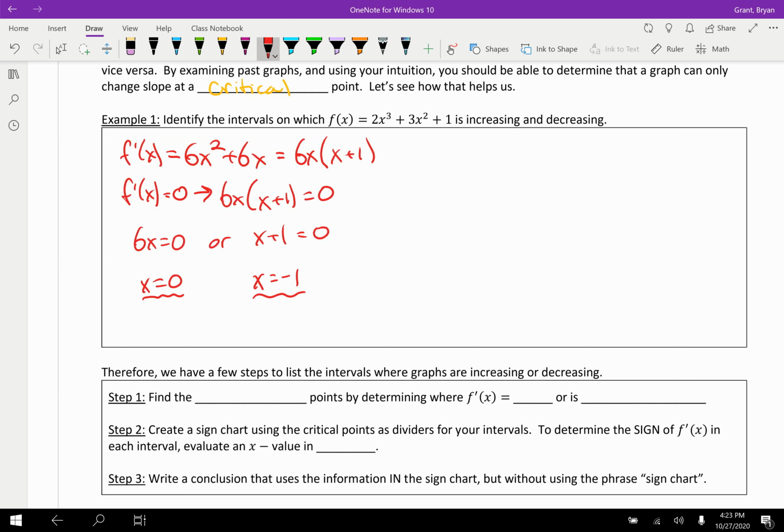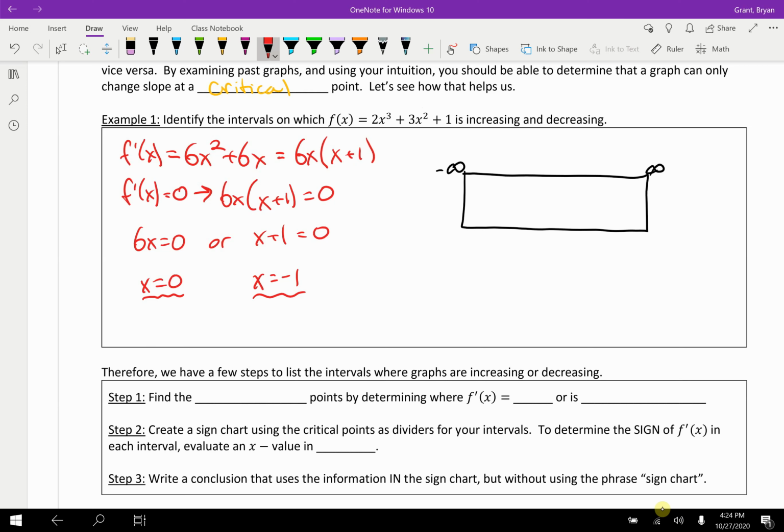How does that help us? Well, now we can make a sign chart. That's really, really useful, right? If I want to go through and make a sign chart here, I'm just going to set up my nice little rectangle. We go from negative infinity to infinity. And the reason we're doing that is because they didn't give us an interval, so we assume the whole x-axis.